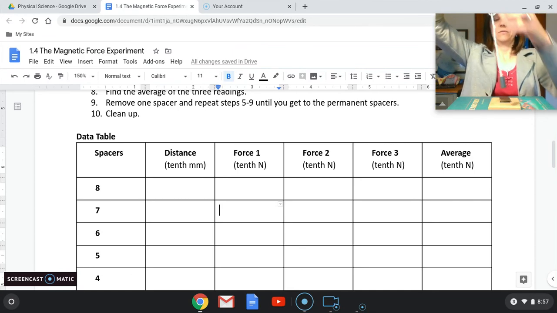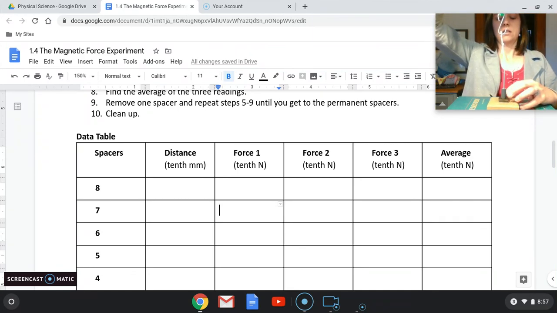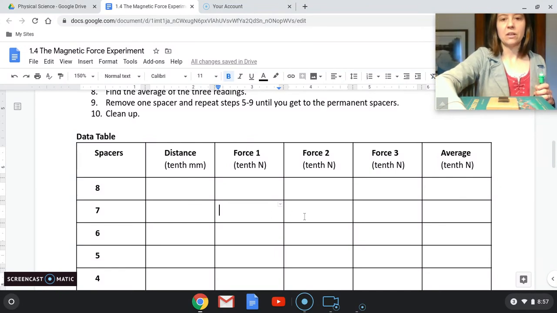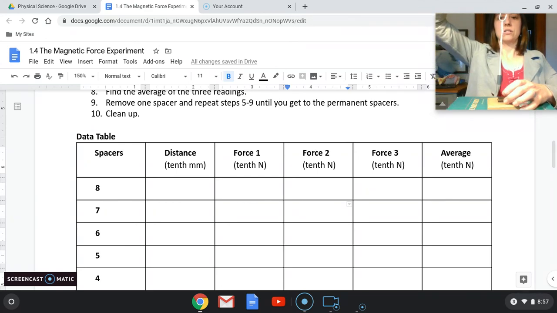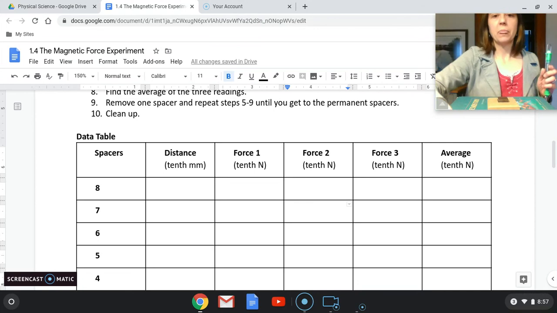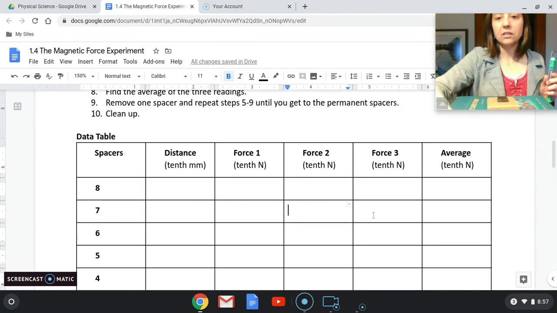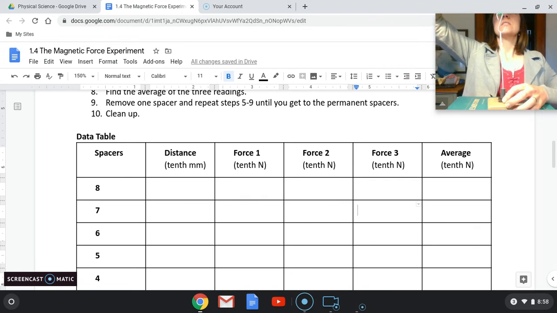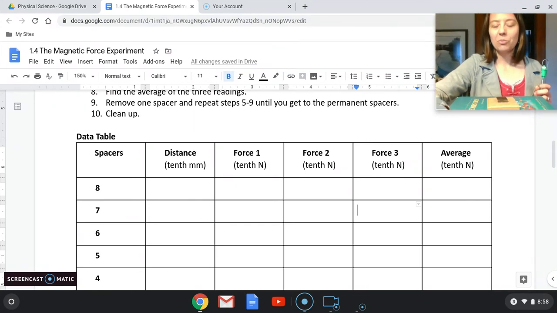Oh, wrong side. Okay, it is 0.3, 0.4, 0.5, 0.6, 0.7. That was 0.7 newtons right there. Let's try that again. Trial 2. We have 0.3, 0.4, 0.5, 0.6, 0.7. Yep, 0.7 newtons. And now on to our third trial. 0.4, 0.5, 0.6, 0.7. So 0.7.